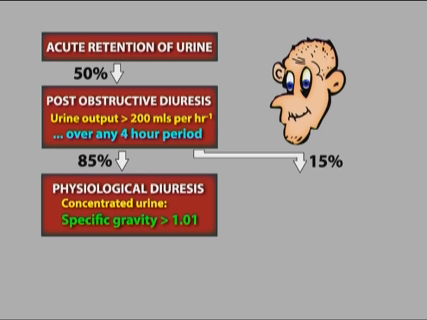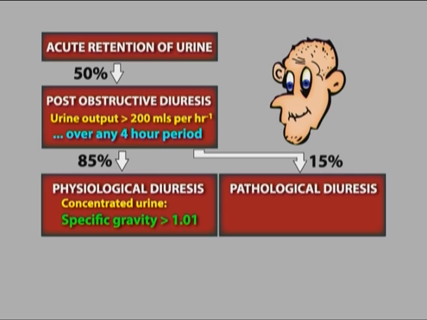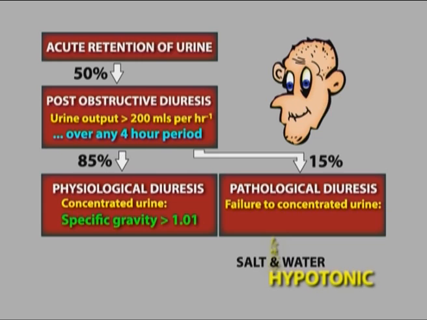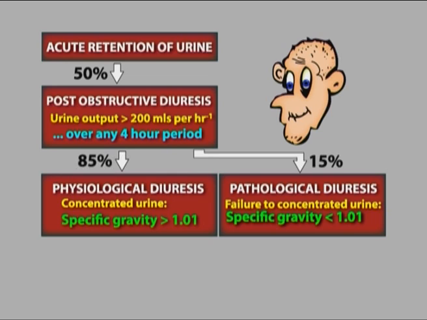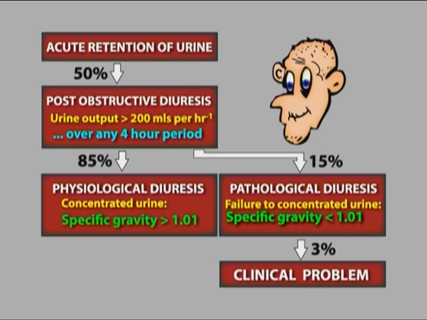In 15% of men, the diuresis will be pathological. The kidney will fail to concentrate urine and both salt and water will be lost. As water is lost in relatively greater amounts, the urine is hypotonic and the specific gravity is less than 1.01. Of this latter group, 3% will suffer with a clinical problem as a consequence of these fluid and electrolyte disturbances. Joe Bloggs was one such man.